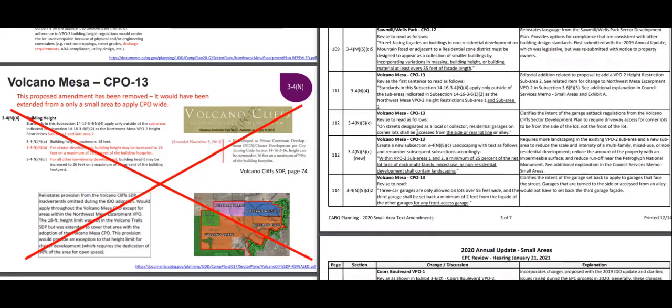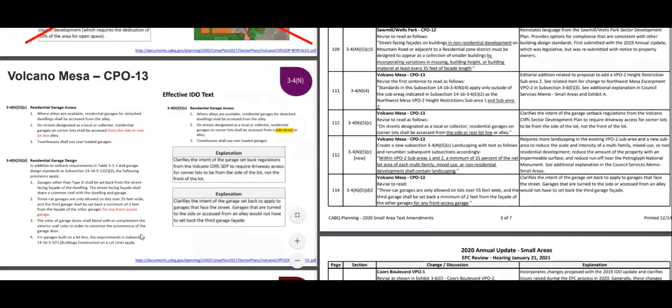But these other three, or rather 4 changes are. So we'll cover those now. The first one is in section 3.4.5C. Actually, it's the second in this table. It's page 112 of the IDO. The change is in a section for residential garage access, and the change would read, on streets designated as a local or a collector, residential garages on corner lots shall be accessed from the side or rear lot line or alley. The text in the IDO right now says a side street.